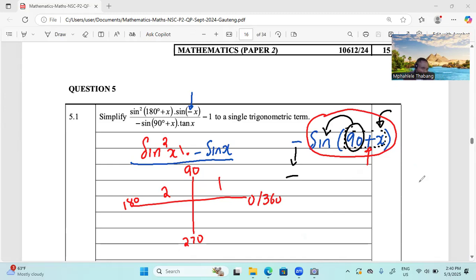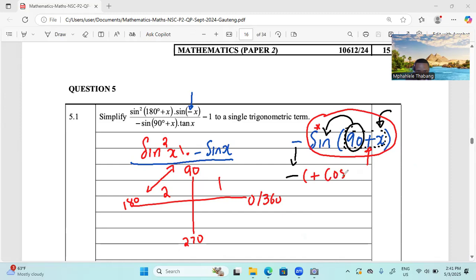You can add 1. You can say 90 plus 1 is 91. 91 obviously is between 90 and 180. So we see that 90 plus x is in the second quadrant, and this guy's sine, our trig ratio sine in the second quadrant is positive. So I will say, okay, positive what? Positive cos x.